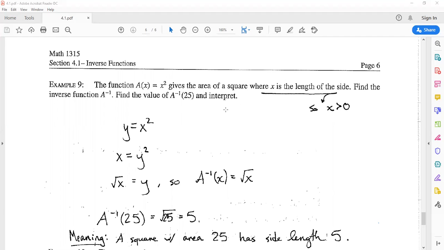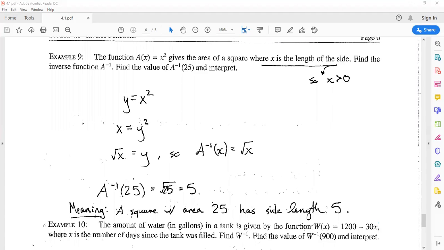They ask us to find the inverse function of a of x. So we start with y equals x squared, interchange x and y, and then solve for y. We get y is the square root of x, right? That's the thing that undoes squaring, is taking square roots. And then they ask us to find the value of a inverse of 25 and interpret. This is probably the most important part of this question, is interpret. We have to do a little bit of thinking and turn the mathematical poetry into some ordinary human prose, right?